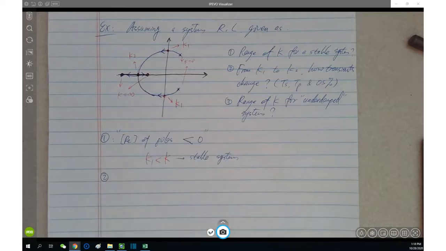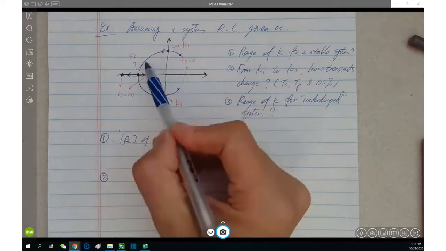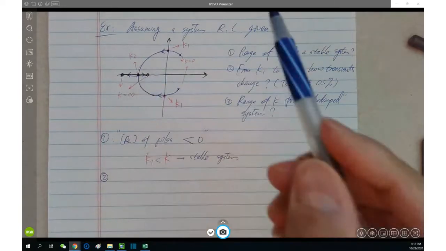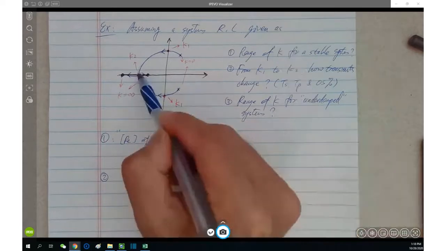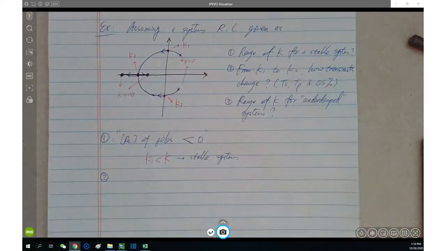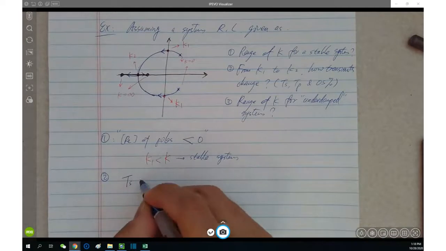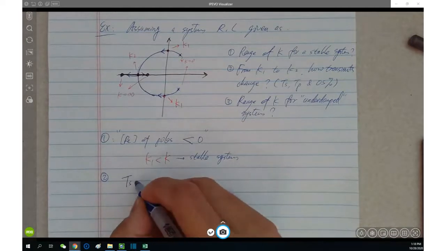Good, very good. Okay. The second question is, once again, 2 points. Well, k1 here, k2 here, and your closed loop poles move from here to here. How are the PS going to change? Well, you need the equations once again.